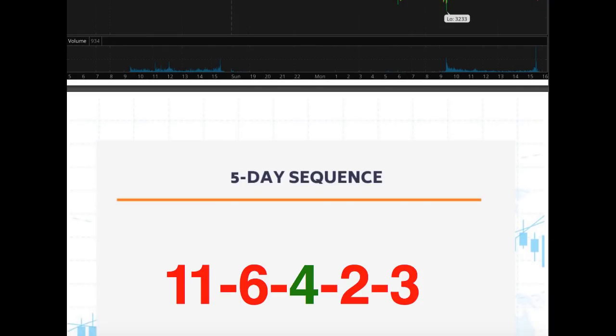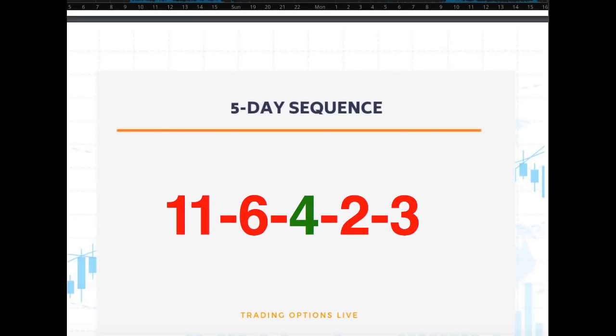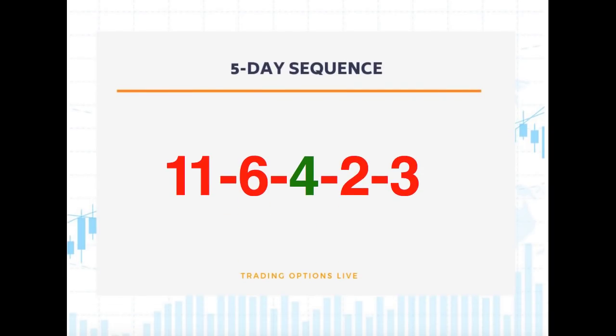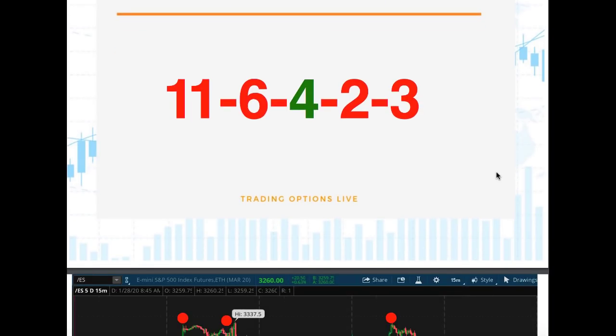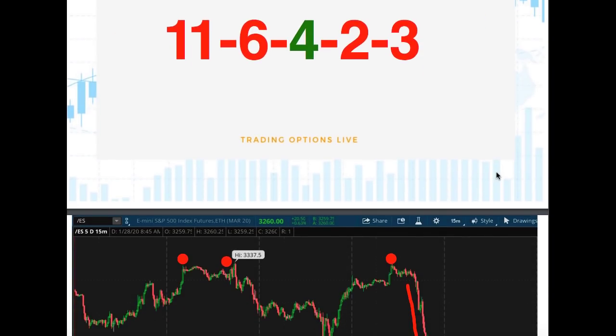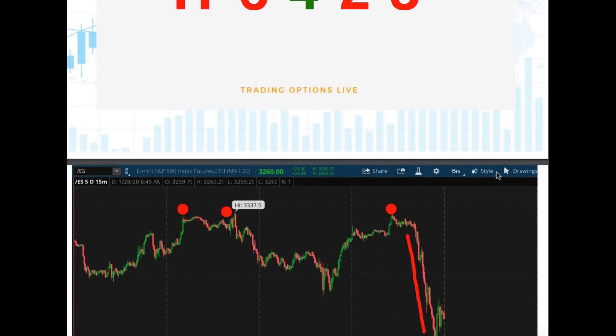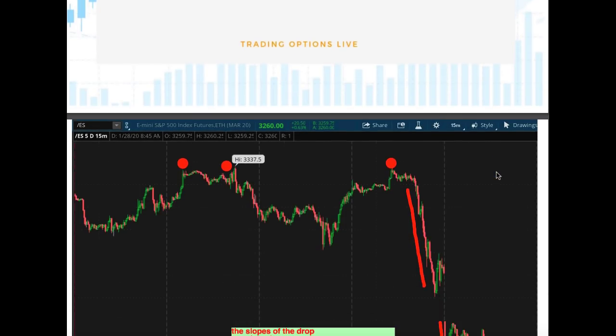The 5-day sequence is 11, 6, 4, 2, 3. Very, very bearish sequence from the standpoint that these are your topping moves. These are your full mode distribution moves. Stuff could be initially moving higher, but things move higher on low volume. They sell off on much greater volume, and to a much greater magnitude than you would see on a typical pullback.